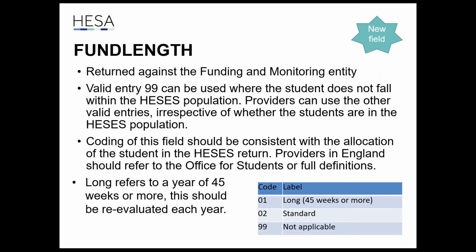So funding length. As I said, that's on the funding and monitoring entity. You can use the not applicable code 99 when the student isn't within the HESES population, and you wouldn't normally be returning this. That is okay. And so, yeah, full definitions are on, well, this one's got the Office for Students example.